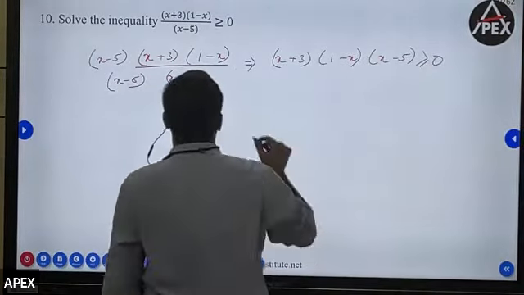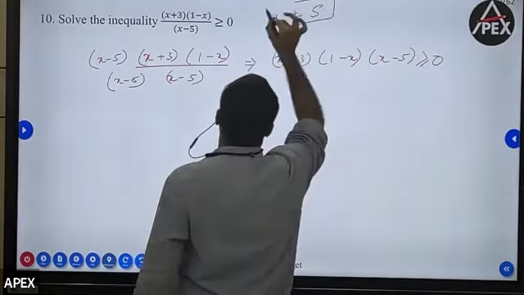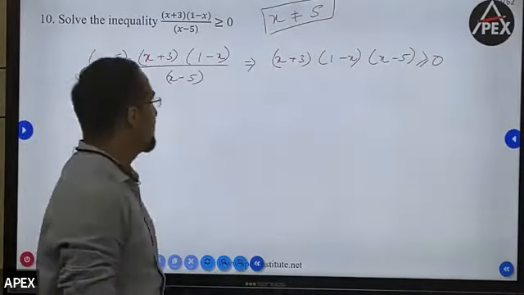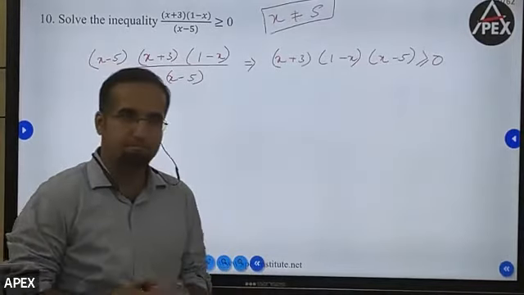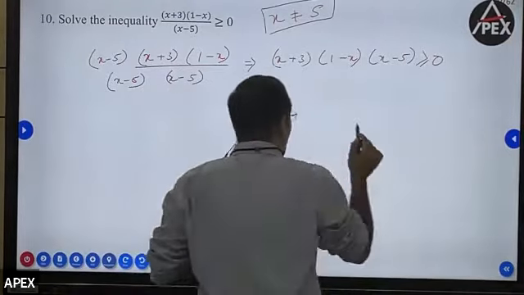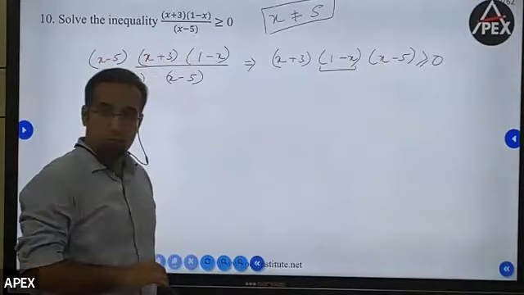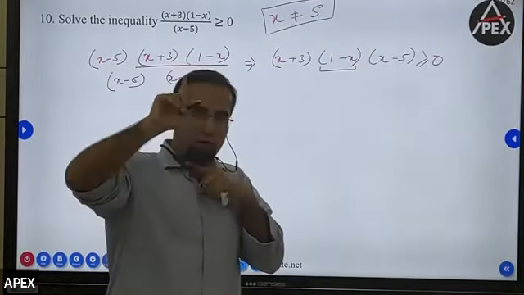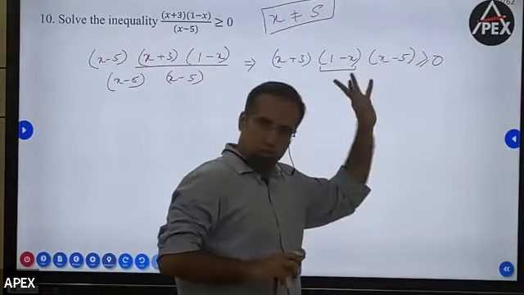Do not forget, the first thing that you have to answer is x cannot be equal to 5. Do not forget that. Clear? All of us? But remember, x I told you should be a positive one. Here you have 1 minus x. That means you have to multiply with a minus sign. You multiply only once with a minus sign, only these will change.